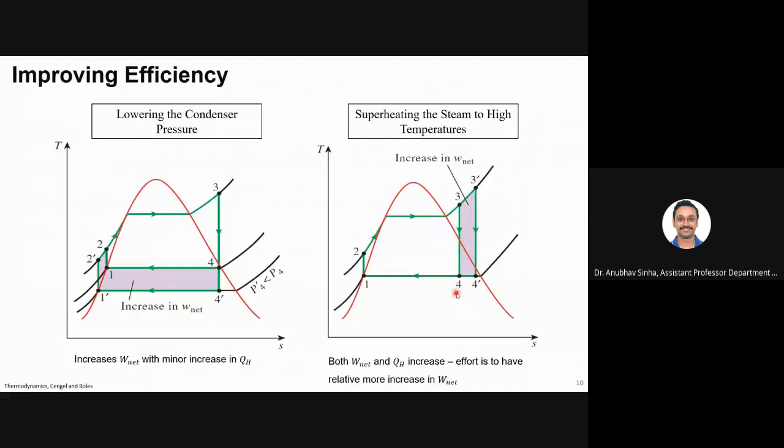So we need to design our cycle in such a way that work increases relatively more. If, with a little bit of heat, we get a lot of work, then we can say that we have improved the cycle, or increased the efficiency. For example, if you get a little increase in work, but you have a much higher amount of energy to spend, then you are not increasing the efficiency. You may even be decreasing the efficiency. So we have to analyze it carefully before implementing any such plans.